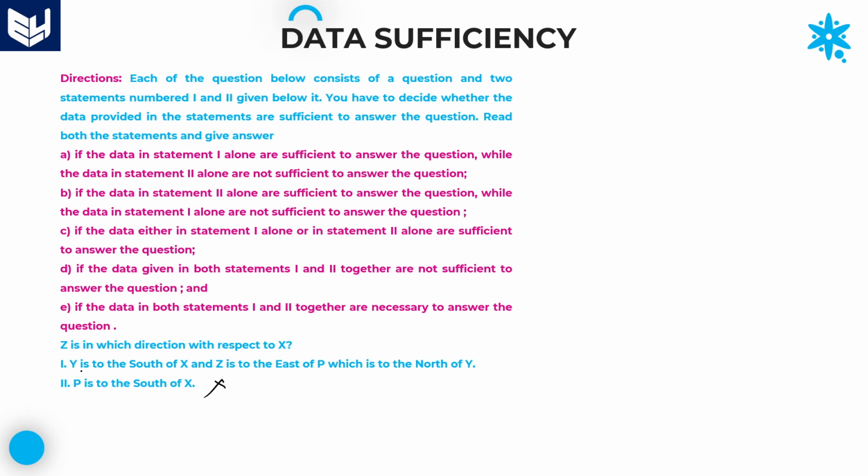See here, the first one is Y is south of X. Y is south of X, and Z is east of P, which is north of Y. Here P is north of Y. P is north of Y in the sense the position of P is at this point, or else at this point, or else at this point. Three possibilities are there. And coming to Z, Z is east of P.